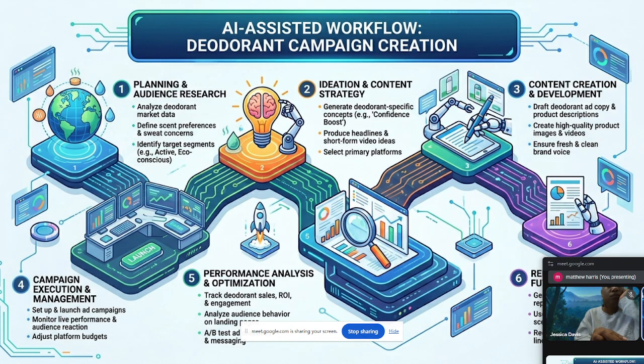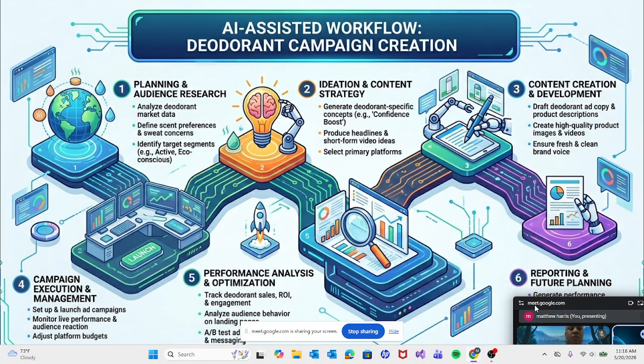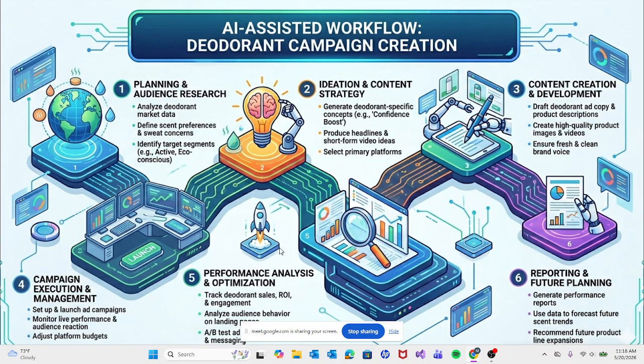Are you getting clicks on things? Are you getting plenty of views? And is that leading to buys? Are they buying the deodorant? That gives you time to adjust your budgets for future spending. Then you're going into the performance analysis.